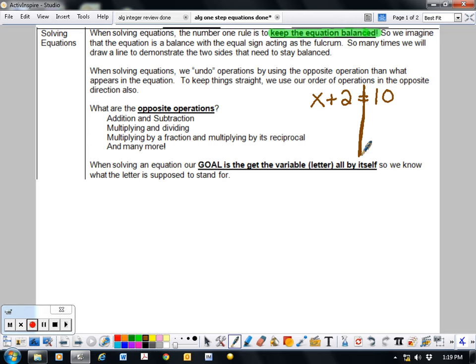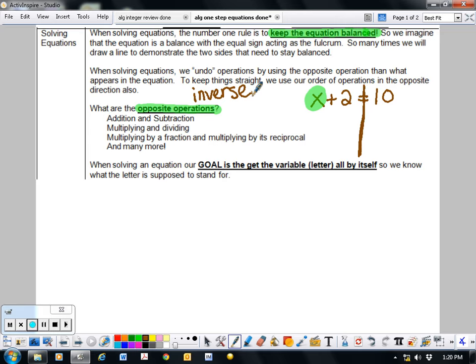So to be able to undo things, our variable right here, we want to get that by itself. But on that side, we also have that plus 2. So we have to undo plus 2. And so that's where we get these opposite operations. We also call them inverse operations. And inverse is a special mathematical term that we use to describe opposite operations. So we've got addition and subtraction. If you have addition, you're going to use subtraction to get rid of it.